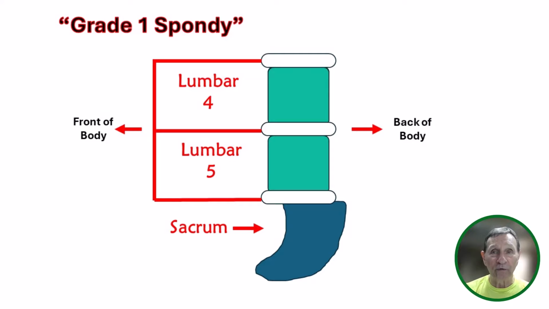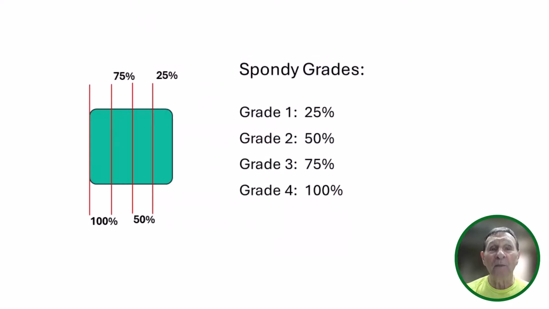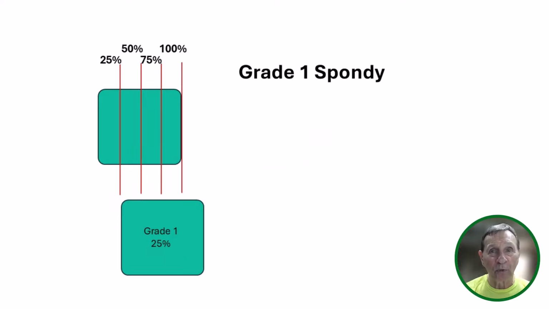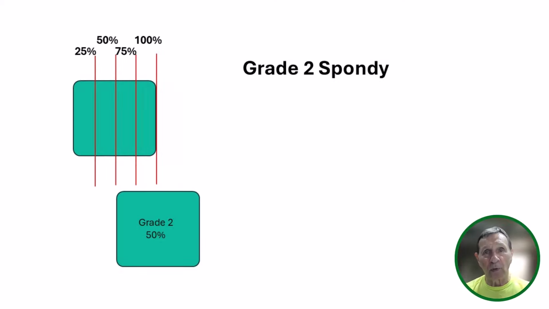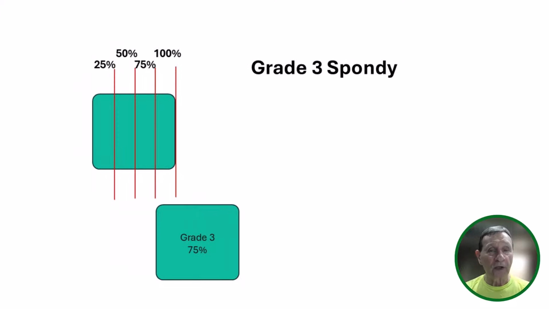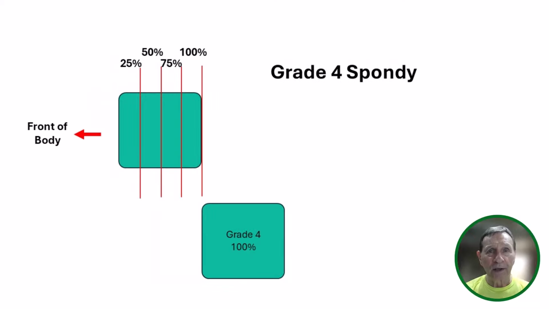Now, let's do a real quick review of how the grading system operates. Imagine that a vertebrae is divided into 4 equal portions, just like this here. When we have a grade 1 spondy, the upper vertebrae is going to be moving towards the front of the body about 25% of the vertebrae. See that here? There you go. And in a grade 2 spondy, the upper vertebrae is going to move toward the front of the body by up to 50%, between 25 and 50%. A grade 3 spondy, it's going to move toward the front of the body about 75%. And then a grade 4 spondy, it's going to move between 75% and 100% toward the front end of the body.